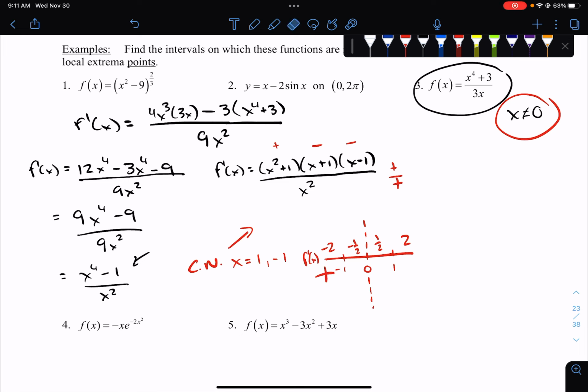Okay. When I plug in -1, I get a positive on the bottom. On the top, nope, sorry, not -1, -0.5, right? We're plugging in -0.5. So I still get a positive on the bottom. On the top, -0.5 squared is 1/4, plus 1 is a positive. -0.5 plus 1 is a positive. -0.5 minus 1 is a negative. So I end up with a negative over a positive. So this section is actually decreasing.